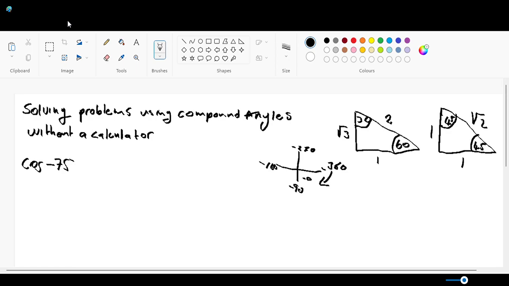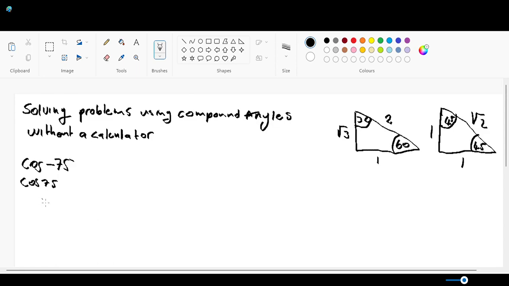Alright, so how are we gonna solve this? Using the information that we have, here's what you should do. Because we know this is the fourth quadrant, we're gonna rewrite this as cos 75. We get rid of the negative sign. The reason we get rid of the negative sign is that on the fourth quadrant, cos is positive.